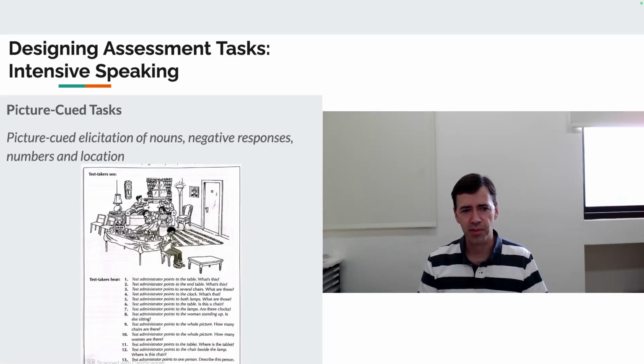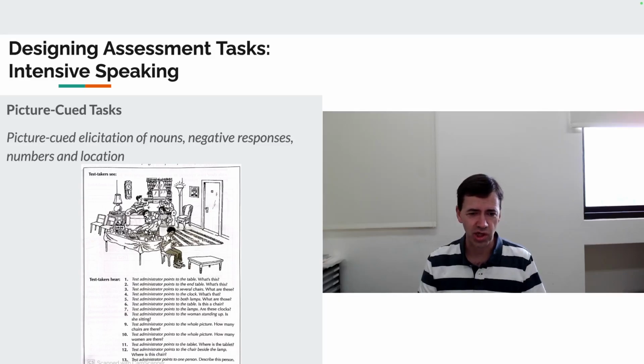Okay, the next one is picture cued elicitation of nouns, negative responses, numbers, and locations. You can see you could use these for anything at all. We're pointing at different things we want to test. What's this? What's this? What are these? What's that? So we're doing this and that, these and those. We've got a yes/no question in singular and plural. Is this? Are these? And then we've got a yes/no question. Is she sitting? No, she isn't. A negative response.